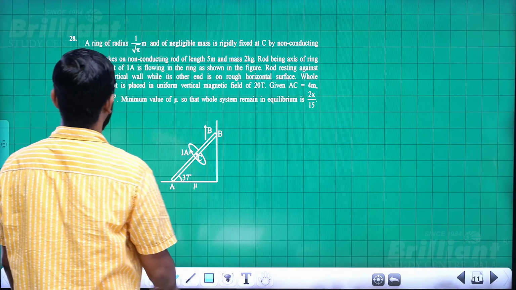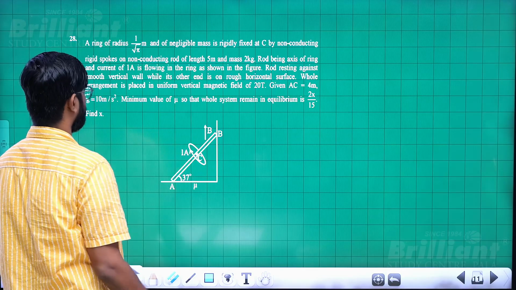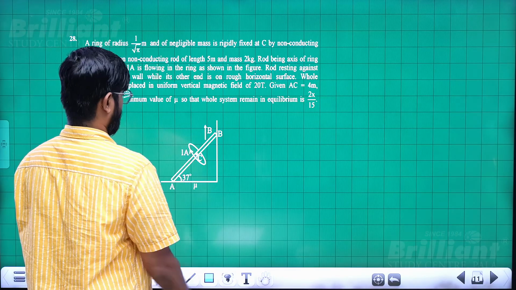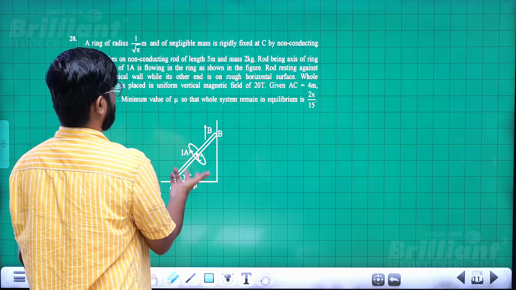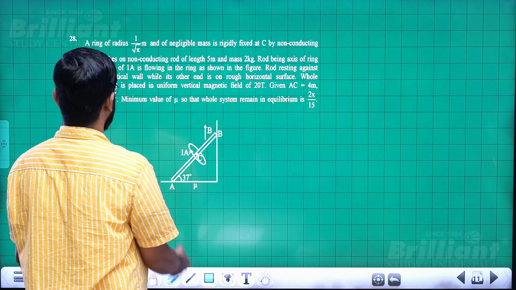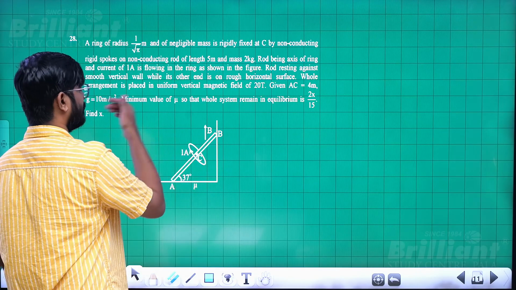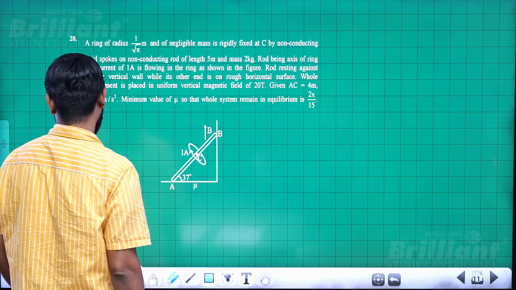Rod resting against the smooth vertical wall while its other end is on the rough horizontal surface. The whole arrangement is placed in a uniform vertical magnetic field. Given AC is 4, so anyway that's not needed. We already know this angle 37. Minimum value of mu so that the whole system remains in equilibrium. You understand minimum value of mu in the sense friction is going to be maximum in that scenario.